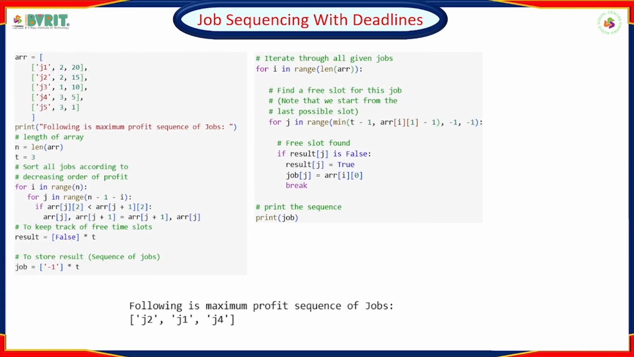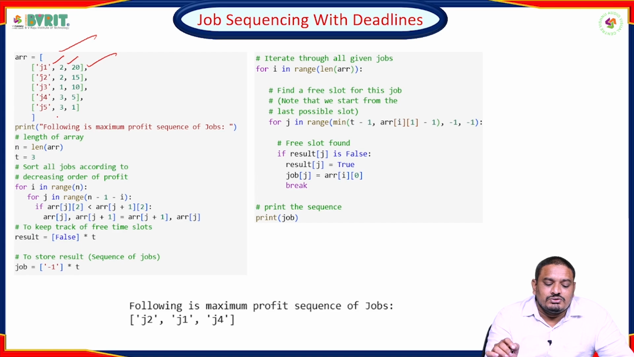See this example program for job sequencing. The elements are taken in an array list. The array has job 1, deadline, profit, then job 2, job 3, job 4, job 5. Now we find the maximum profit sequencing. We find n equal to the length of the array. The time slot given is 3.